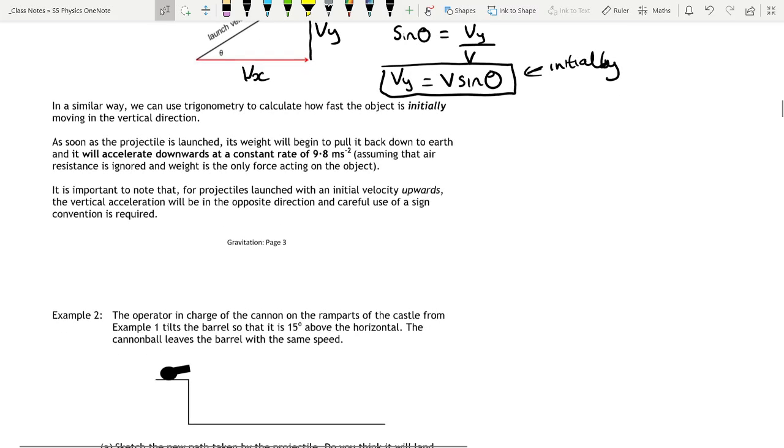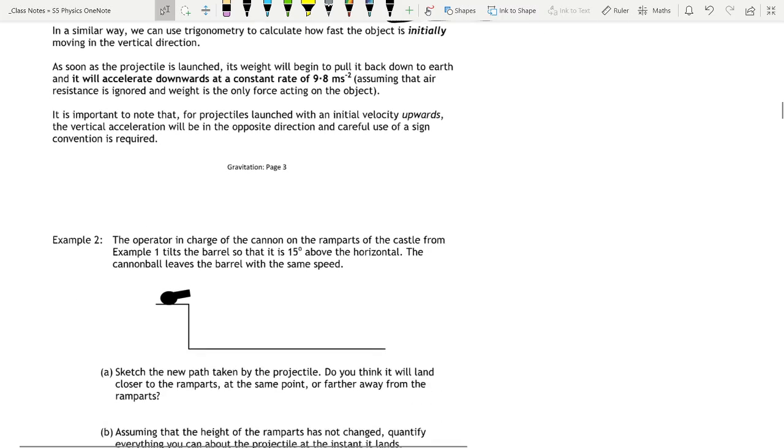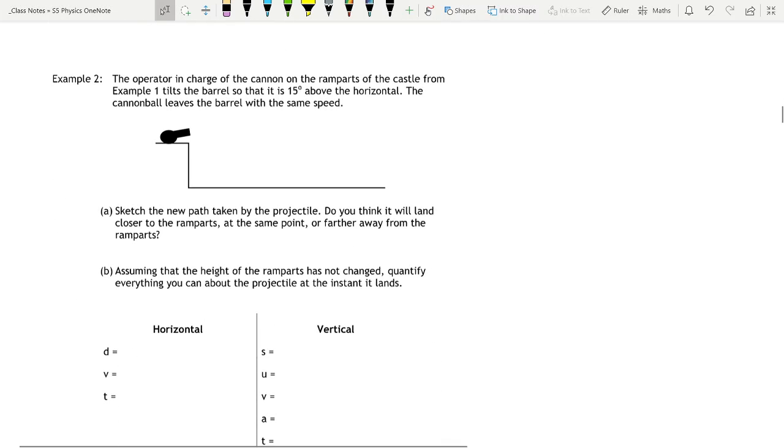So, example 2 is a bit of a weird question. It's not really asking you anything specifically. It's just saying write down everything you can find out. So, the operator in charge of the cannon on the ramparts from the castle, from example 1, tilts the barrel so that it's 15 degrees above the horizontal. So it's shot at an angle now. The cannonball leaves the barrel with the same speed.